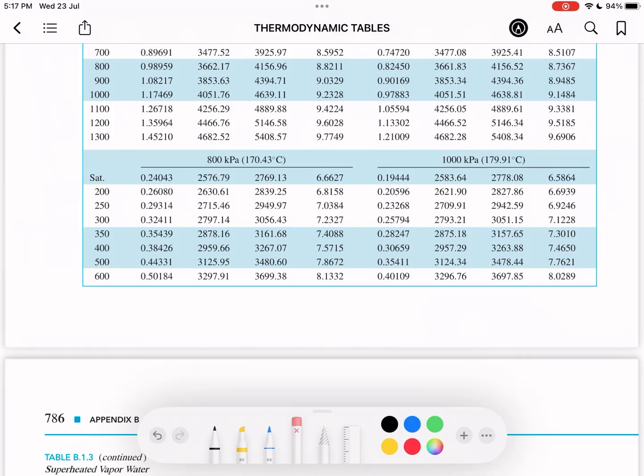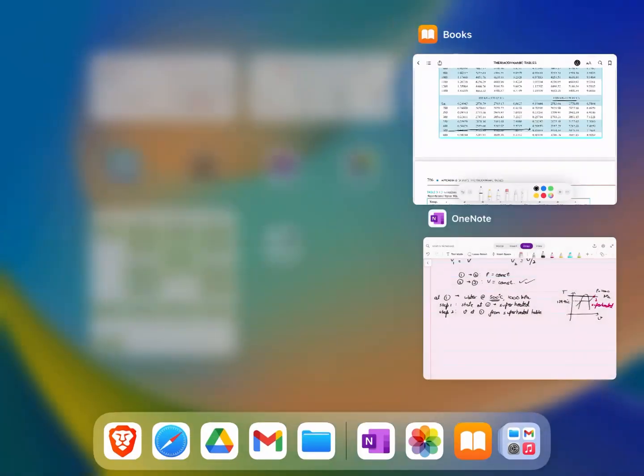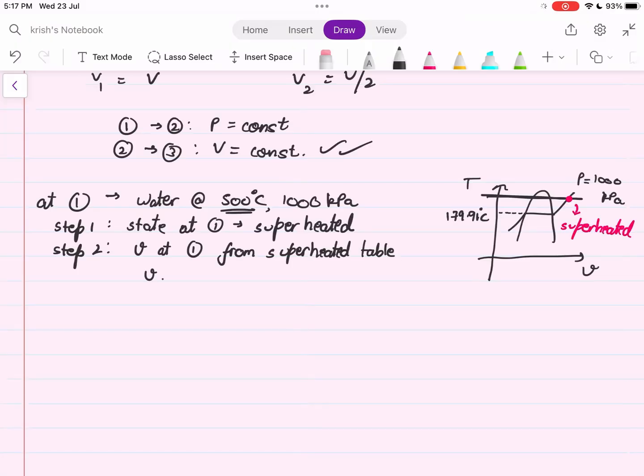In case you're not able to use the regular tables, you can always refer to the superheated tables. So 1000 kilopascals and 500 degrees Celsius has a specific volume of 0.35411. V1 equals to 0.35411.